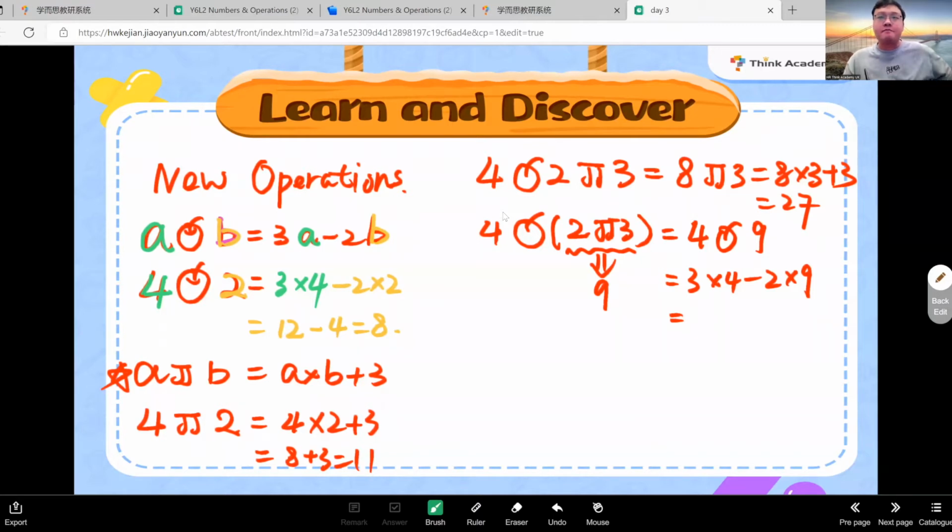What do you get? 30? Is that 30? It's not 30, everyone. So it's 12 take away 18. You know that 12 is not enough to take away 18, so that gives us the negative number, which is -6. Are we good, everyone?